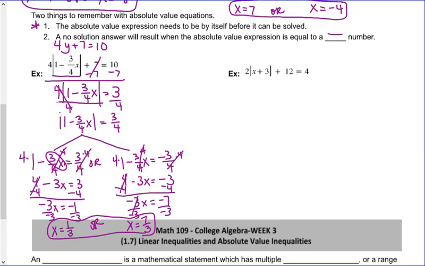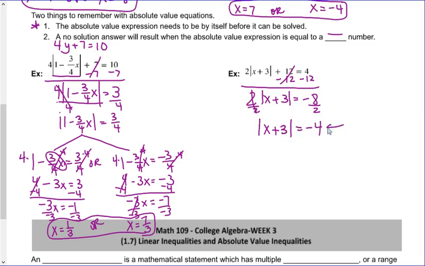All right, let's try this guy. If I'm going to get this absolute value by itself, I'm going to subtract 12 and subtract 12, and I get 2 times the absolute value of x plus 3 is equal to 4 minus 12, which is actually a negative 8. I can go one step further and divide by that 2, divide by that 2, and I get x plus 3 in absolute value is equal to a negative 4.